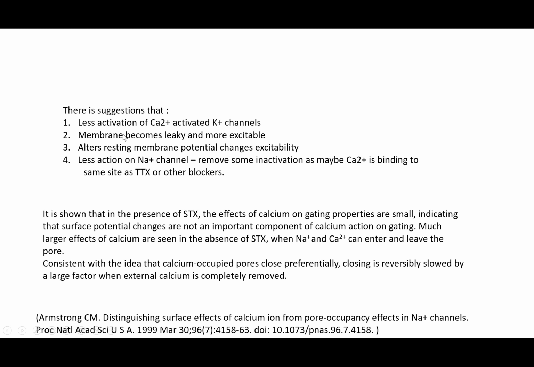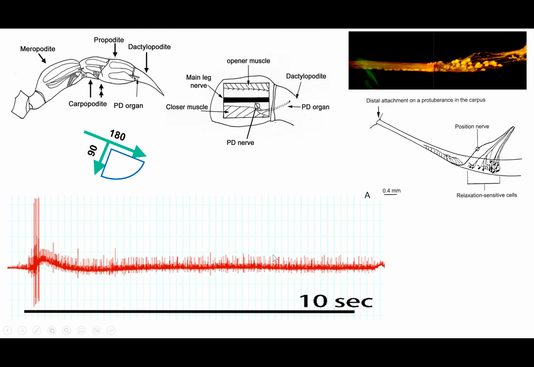So less calcium, less activation of calcium-activated potassium channels. They also have an idea that the membrane can become leaky and more excitable. That's interesting. It alters resting membrane potential, and there's less action on the sodium channel if you alter the calcium. But think of us, if we're adding zinc, it's like you might be adding more calcium to it. So you might think it's blocking the voltage-gated sodium channels. Alright, so these are just ideas of changing concentrations and seeing how that affects the pores of these ion channels.